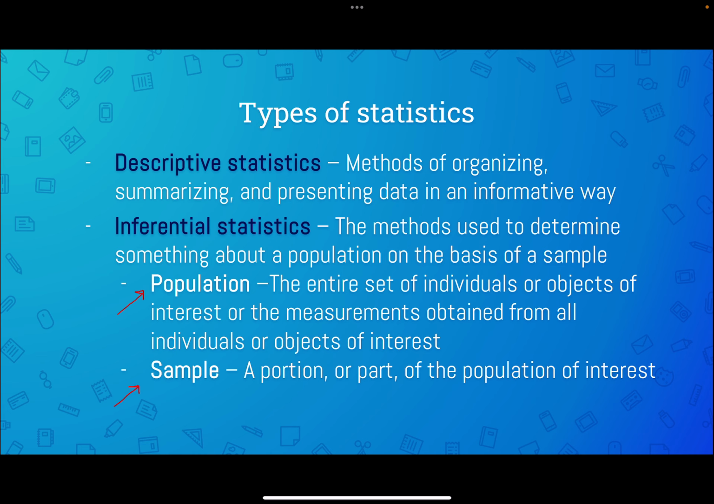Population is the entire set of individuals or objects of interest, and the measurements obtained from all individuals or objects of interest. And a sample is a part of the population. The population doesn't always refer to people. It refers to something that has the variable of interest. For example, if we were talking about shoe size, if you wanted to sell shoes, we can either focus on females, or we could focus on males, or we could focus on high heels, or we could focus on sneakers. So depending on what you want to study, it's going to be your population.